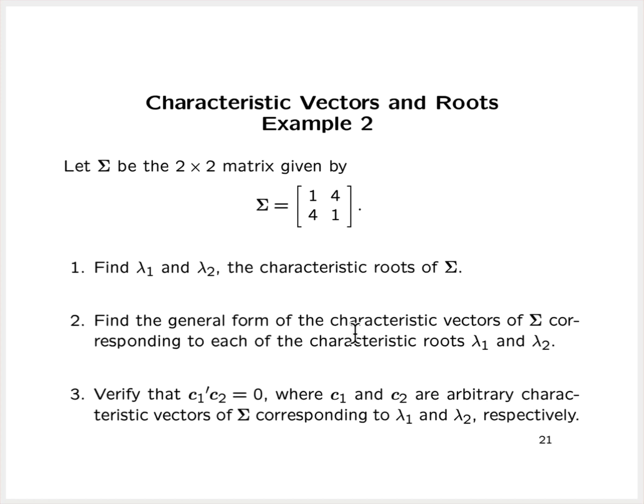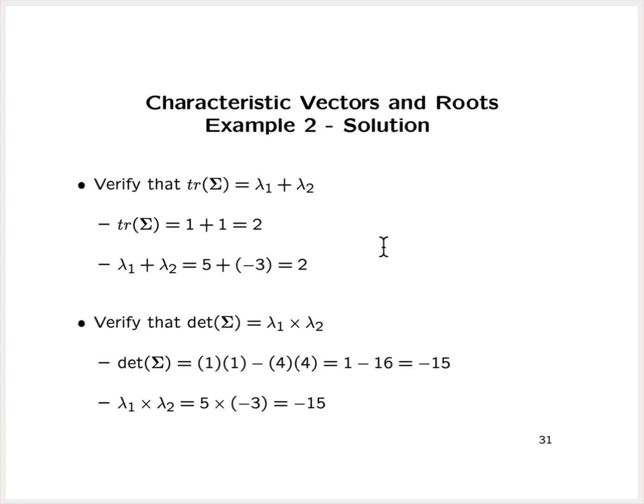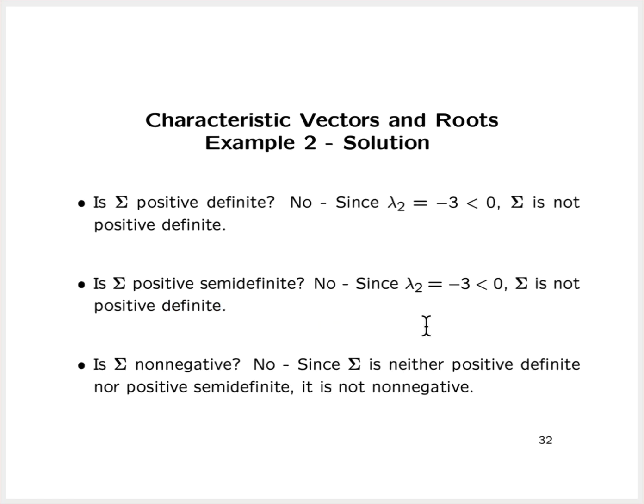So if I go back here, remember that for a 2 by 2 matrix, the determinant is equal to the product of the diagonal entries minus the product of the off-diagonal entries. So 1 minus 16, that's negative 15, all right? And that is, in fact, the same as the product of the characteristic roots. So that relationship holds as well.